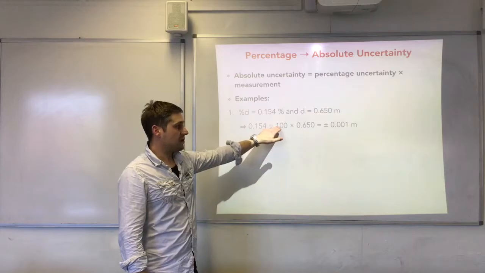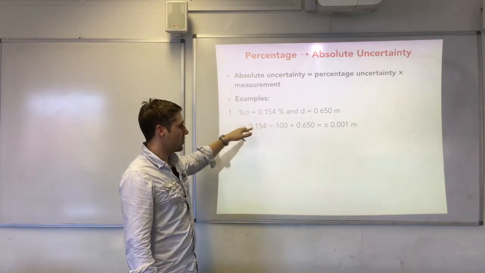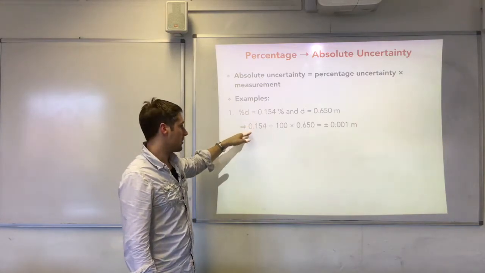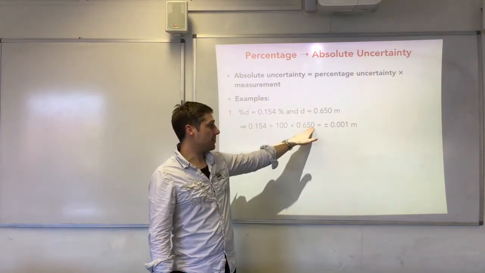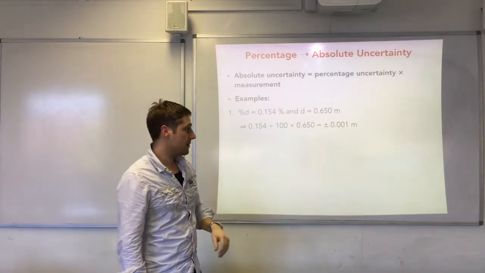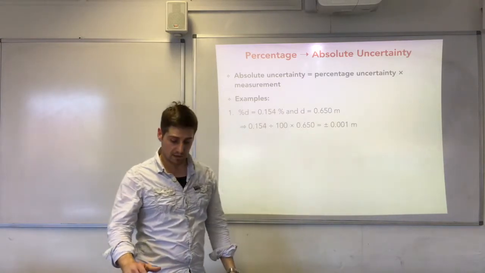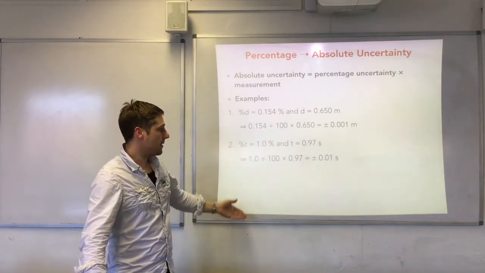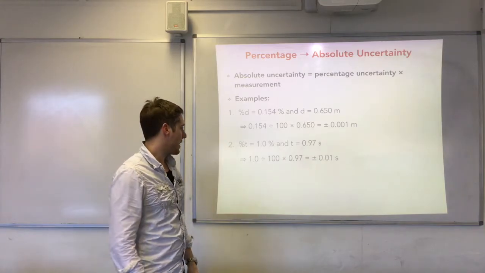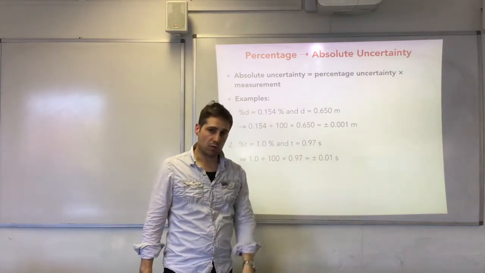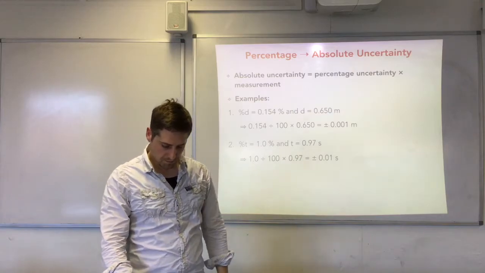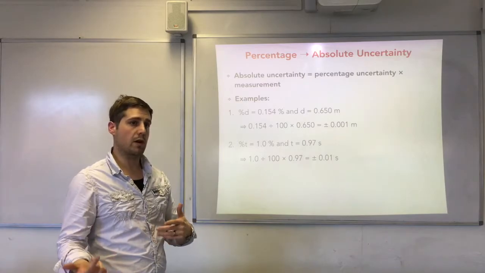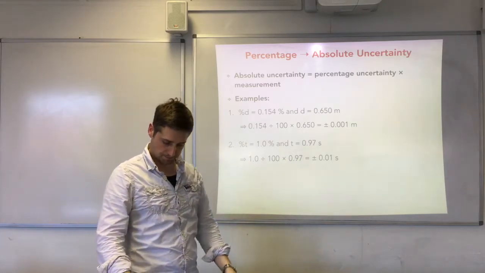Because it's a percentage, I need to divide that by 100. You can use the percentage button on your calculator as well if you want, or just appreciate that it's 0.00154. Multiply it by 0.65, and I get my uncertainty as 0.001 meters. And then you can do the same thing with T as well. T is 1%, and when I multiply 1% by 0.97, I get 0.01 seconds. So that's absolute uncertainties, percentage uncertainties, and how you convert a percentage to an absolute.